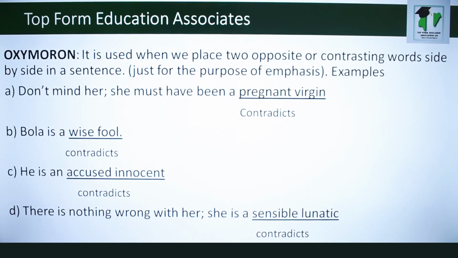Okay, the next figure of speech is what we call oxymoron. Say it, oxymoron. That's the next figure of speech. What do we mean by that? It is used when we place two opposite or contrasting words side by side in a sentence, just for the purpose of emphasis.